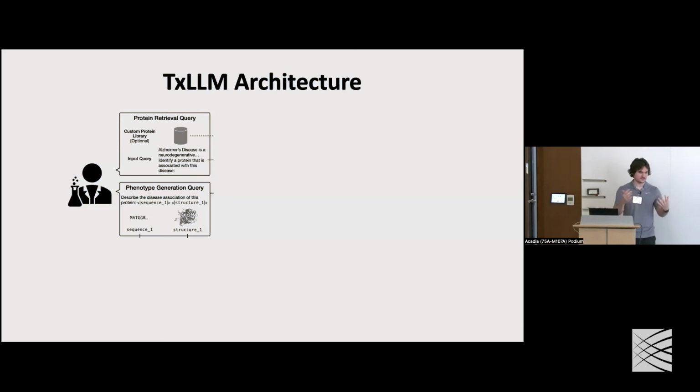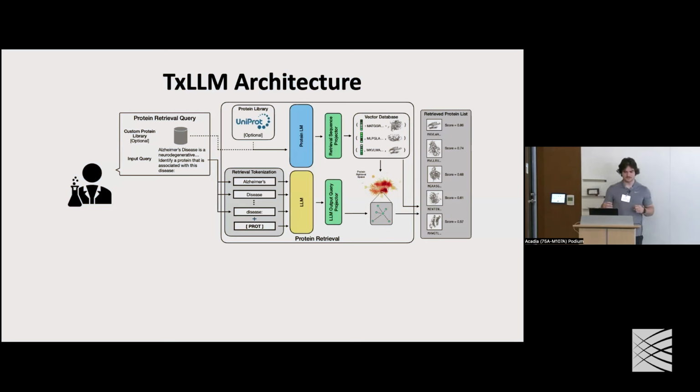And then what we're going to do is we're going to give you text. Let's follow each of these individual lines and see how our model is able to accomplish each of these. So first, for a protein retrieval query, we take your custom library of proteins and pass it through a protein language model. We then have a projector that projects into a shared latent space that we encode in a vector database. In parallel, we're also taking your input query, tokenizing it, and passing it to a large language model. We get an embedding from the large language model that we then query into the vector database of all those proteins you gave us, and we provide you a prioritized list of proteins that are related to your given query. That's how the protein retrieval side works.